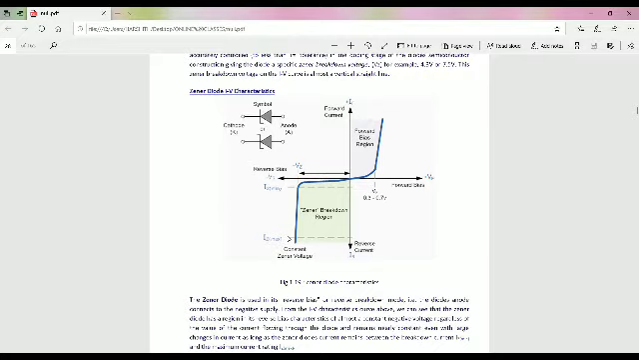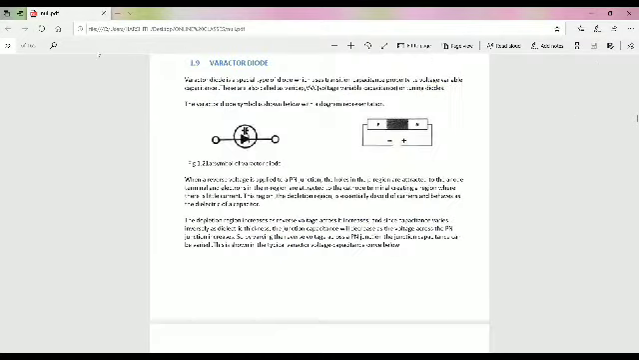Okay, this is the VI characteristics. So the Zener diode, Zener regulation, is used in voltage stabilizers.